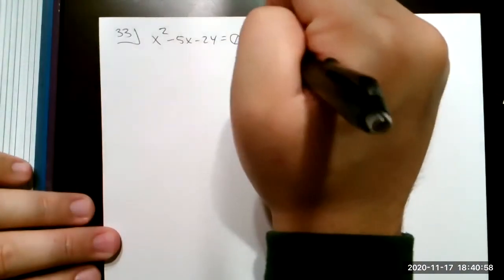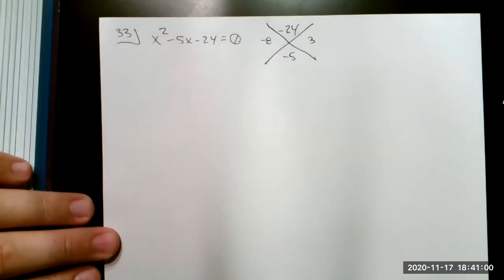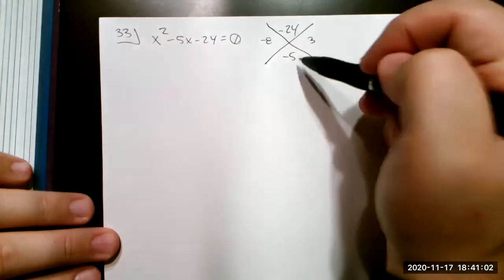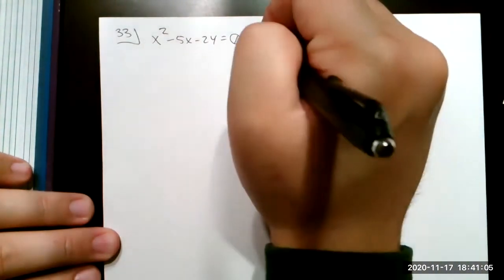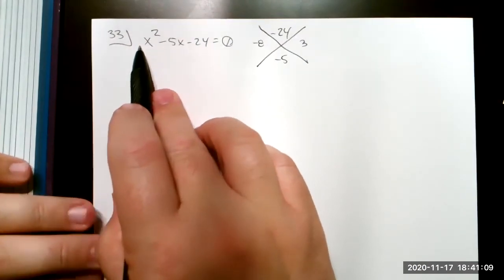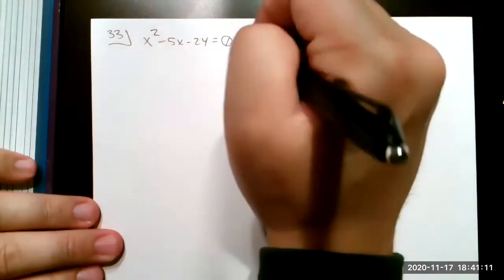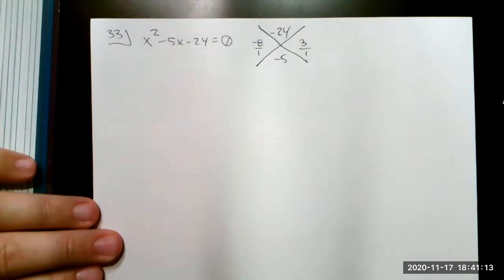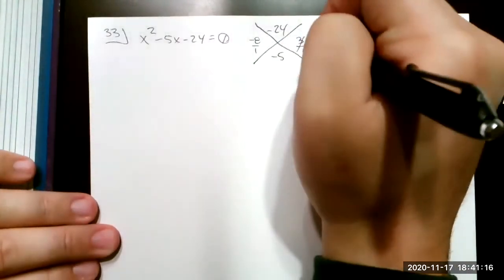I think this is going to be -8 and 3. Two numbers that multiply to -24 and add to -5. Again, you go back and divide by a. A is 1. So don't get in the habit where you're constantly skipping that. Sometimes it's kind of good to just stick with that motion just so that way you're always used to it.